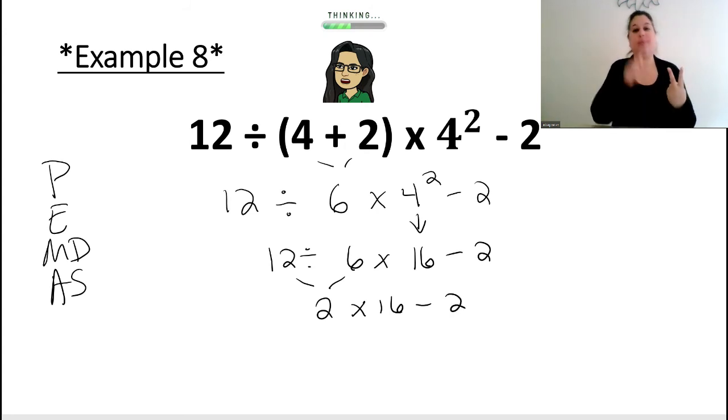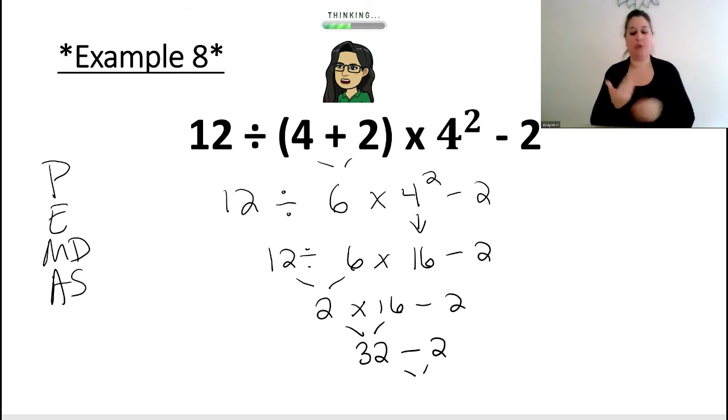Any parentheses? Nope. Any exponents? Nope. Multiplication or division? Yes, multiplication. So 2 times 16 is 32. Minus 2. 32 minus 2 is 30. Okay. All right, next slide.